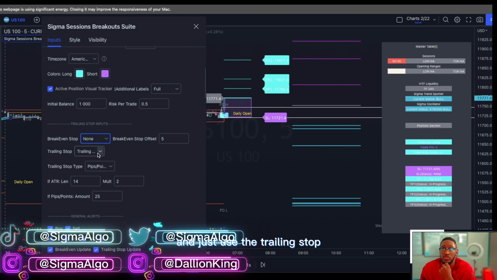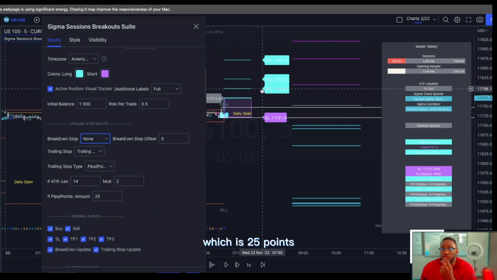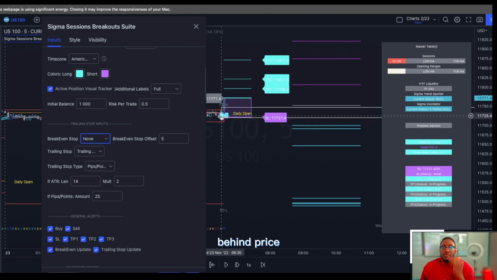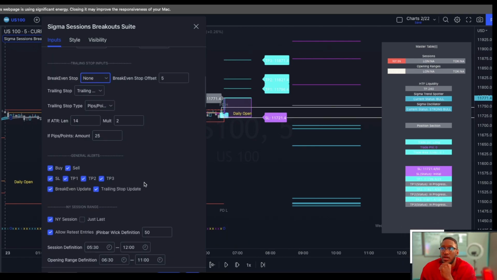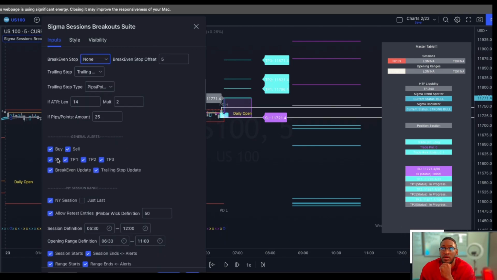I like using pips and points by 25 for our thing, and I just turn off the break even and just use the trailing stop, because after it hits take profit 1, which is 25 points, it's going to trail the break even immediately, 25 points behind price. So as it hits take profit 2, it's actually going to keep moving 25 points behind that and continue to trail.